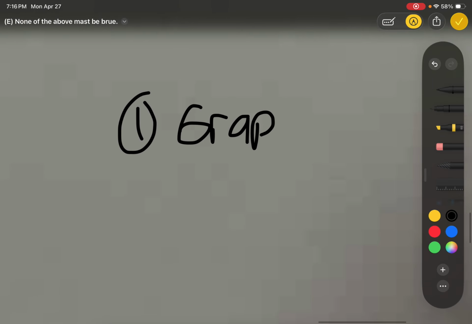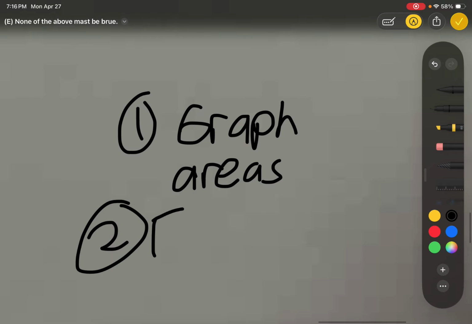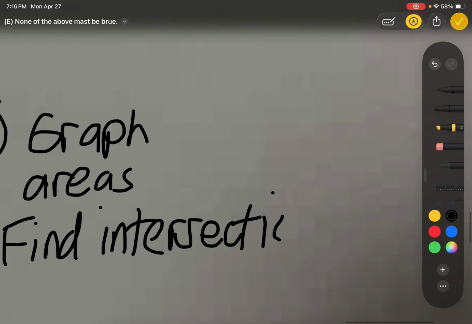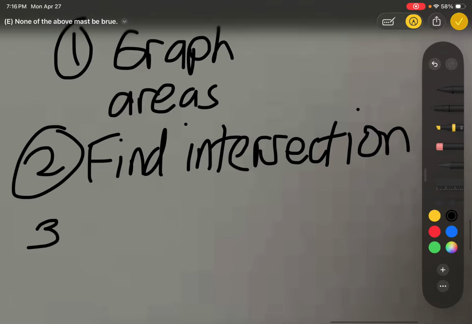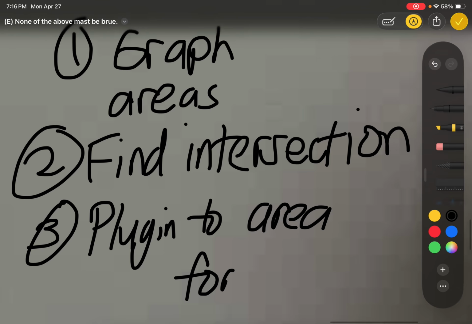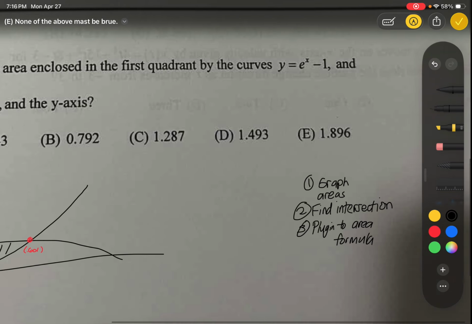1, graph areas to find intersection. 3, plug in to area formula. That's basically it for your steps.